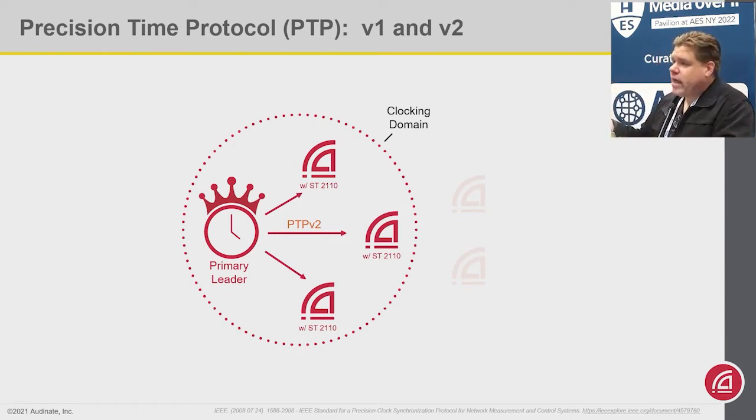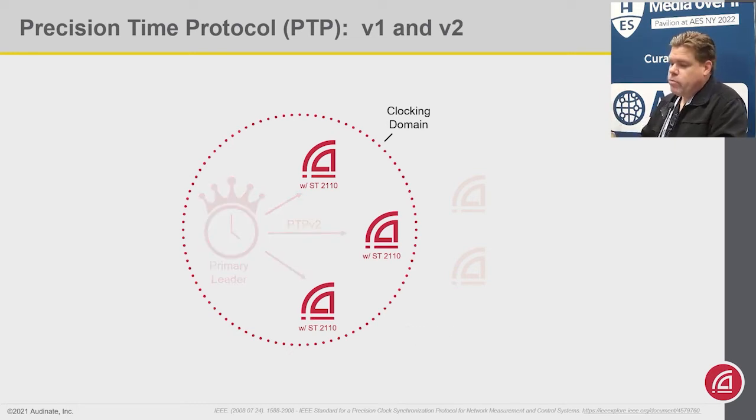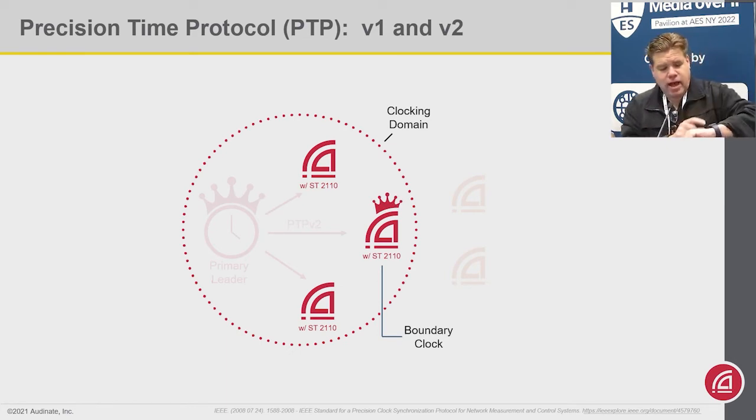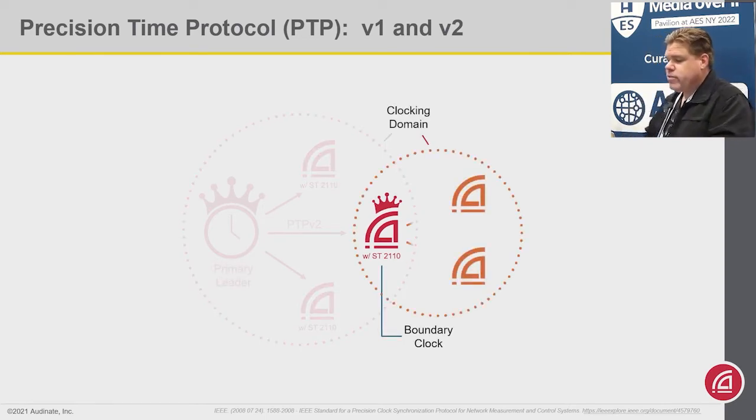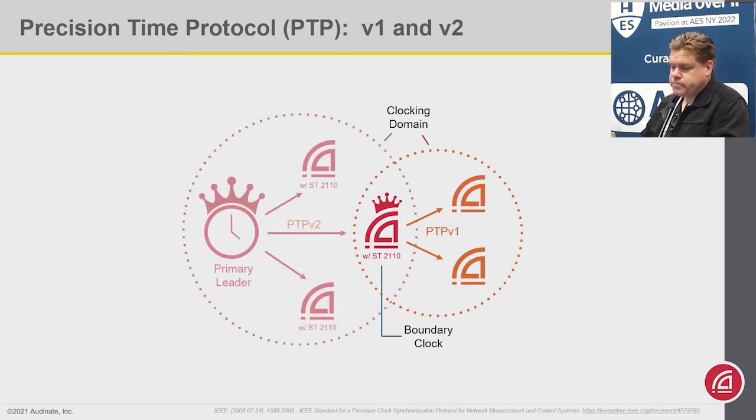Now, if you still have some older devices that do not support ST2110, then what we can do is elect one of those devices to be a boundary clock. And he says, okay, I see what time it is from the primary leader. Now I'm going to go ahead and distribute that time to other devices using PTP version 1. And down the chain it goes. So that's basically how this thing comes together.